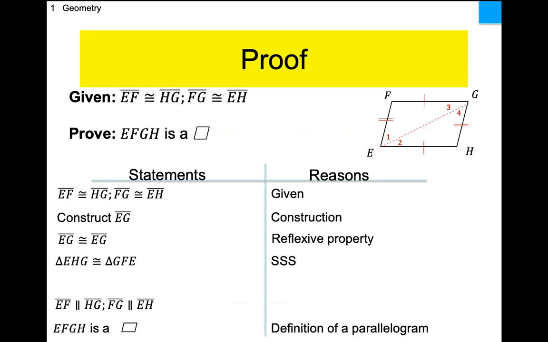Angle FEG is congruent to angle EGH, which means that, yeah, that's why I labeled them, buddy. Okay, fine. Angle 1 is congruent to angle 4, and because angle 1 is congruent to angle 4, then they're parallel because alternate interior. You buy that? Sure. Okay.